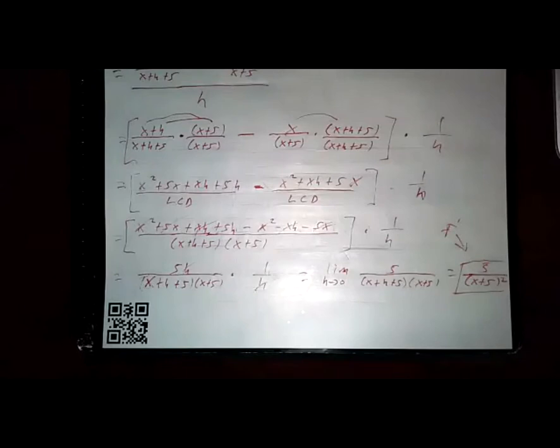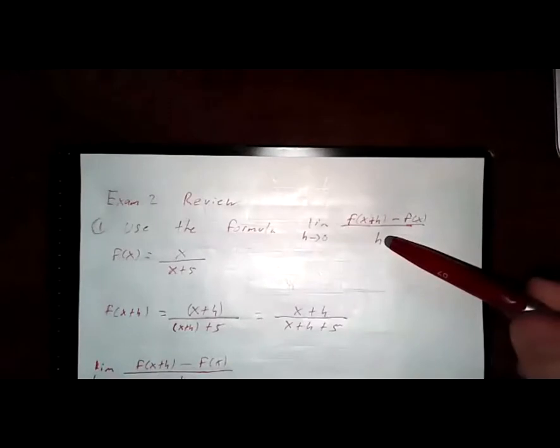Any questions on any of those steps? Where did the 1 over h come from again? Oh, it's part of the formula, right? You divide by h. Oh, okay. So yeah, I just said, let's just write to the side as 1 over h. That's the same.